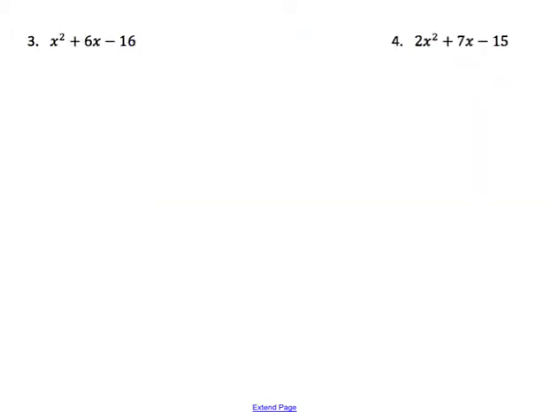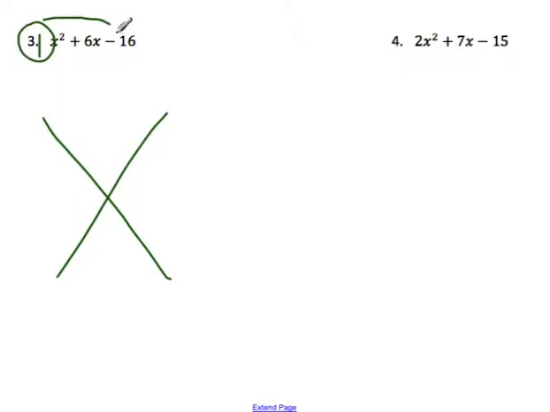Let's take a look at number 3. So for number 3, to set up our x, we're going to take our a coefficient and multiply it by our c. So 1 times negative 16 is negative 16. Then we're adding to that middle coefficient, which is 6. So we're multiplying to negative 16 and adding to 6.